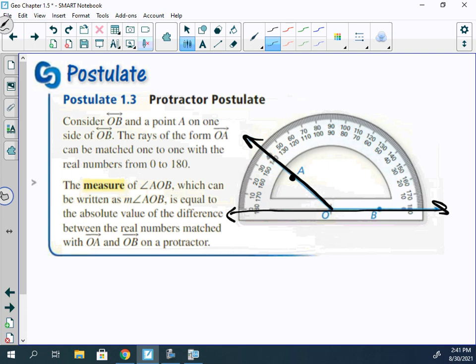can be matched one to one with a real number between 0 and 180. So on the protractor, we can put a number to it where it's at compared to the line. Then the measure of AOB, the measure of this angle, is written with a little m for measure. The measure of angle AOB is equal to the absolute value of the difference between the real numbers.